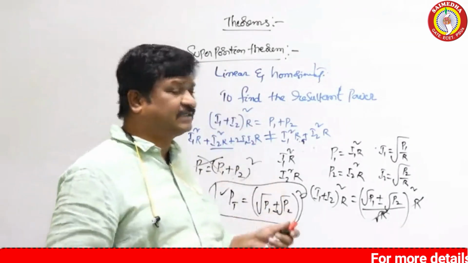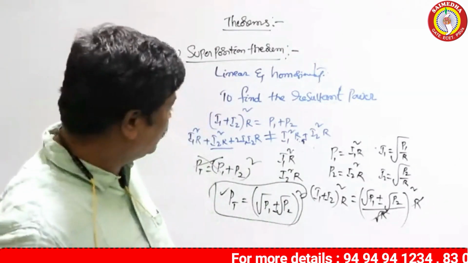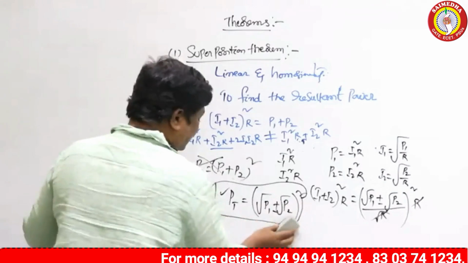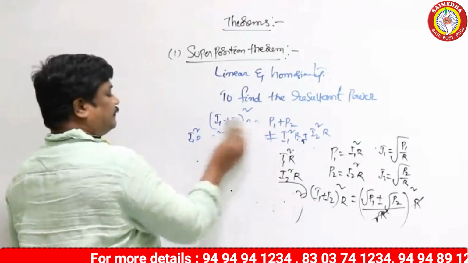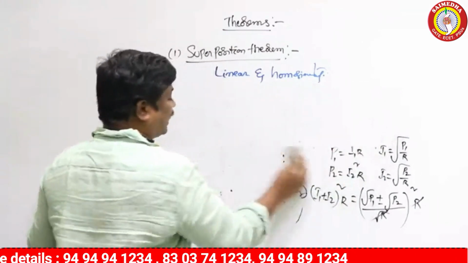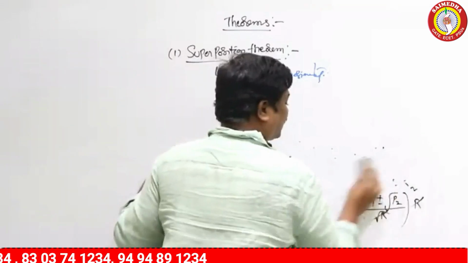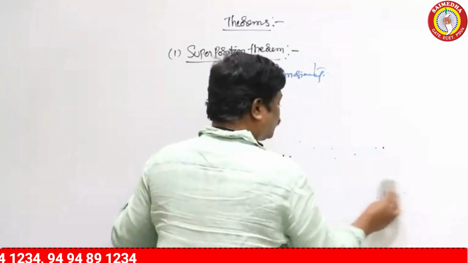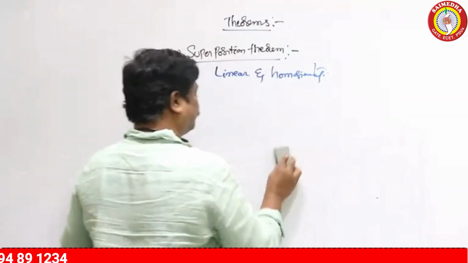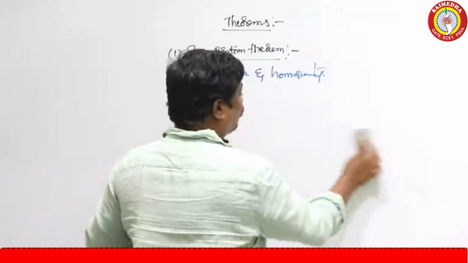So it must satisfy the condition of homogeneity as well as additivity, that is, the linearity property as well as the additive property. This is a very, very important theorem. When this theorem is required, the network contains two or more sources.